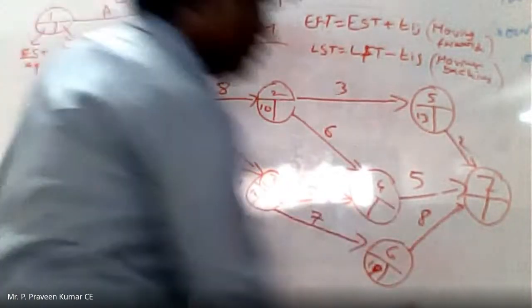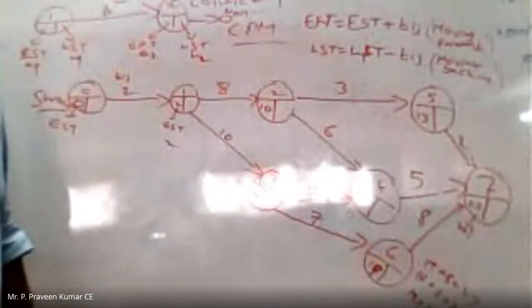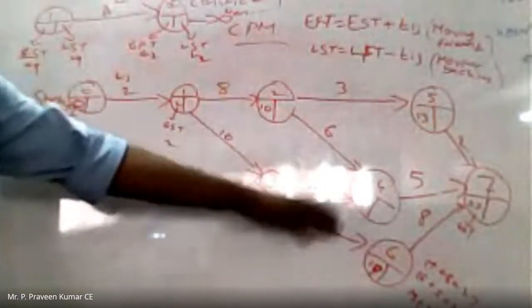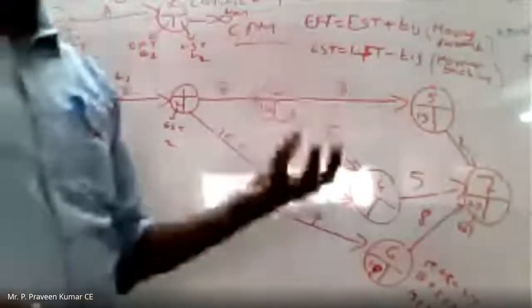27. Okay, 13 plus 2. Of the three activities, 27 is the highest value, so I need to write 27. For this activity, the highest value is 27. So like that, we need to add the duration of each activity, and the highest value is what we need to consider as the EST of that particular project.